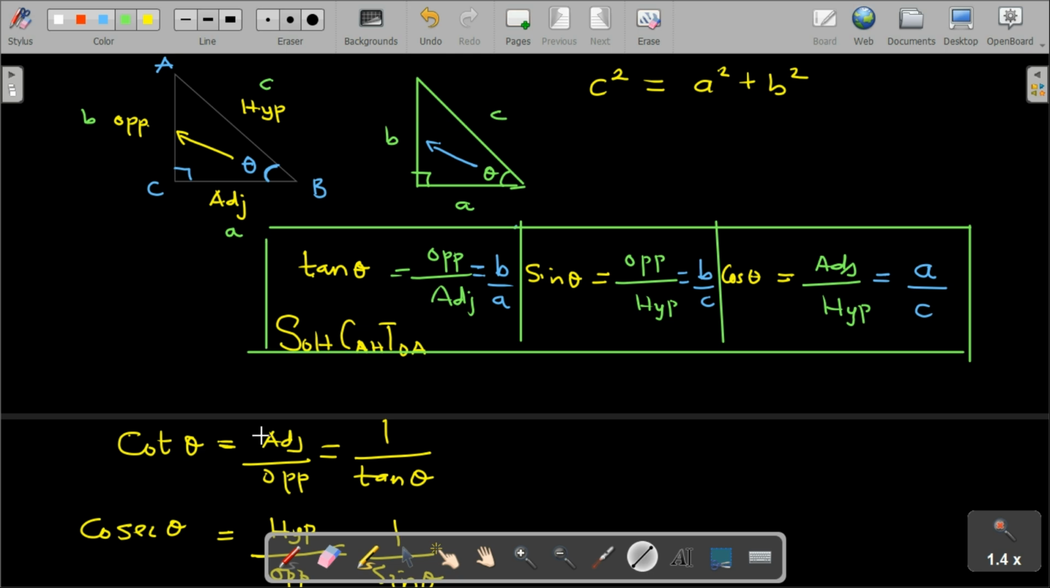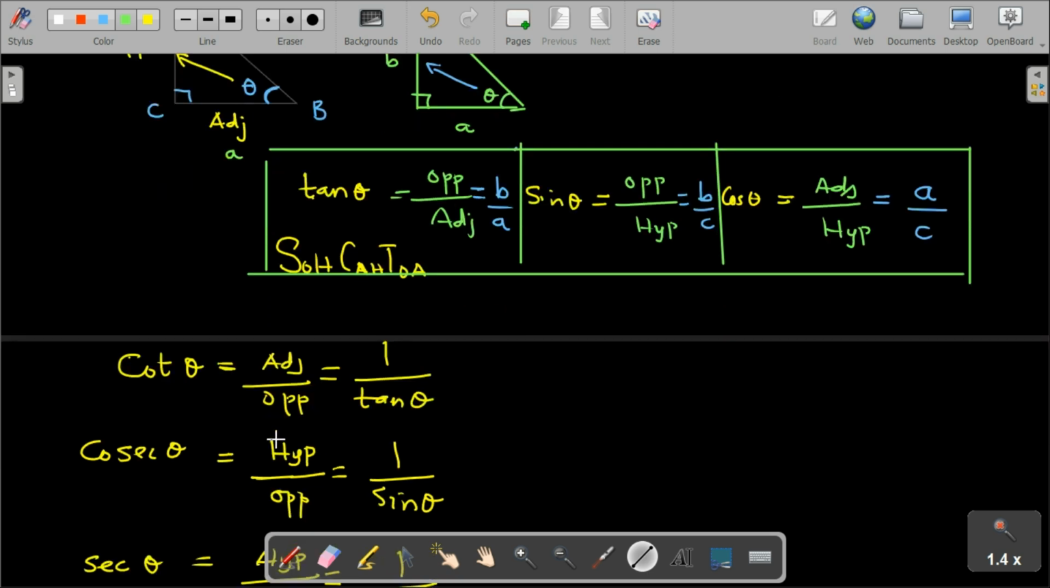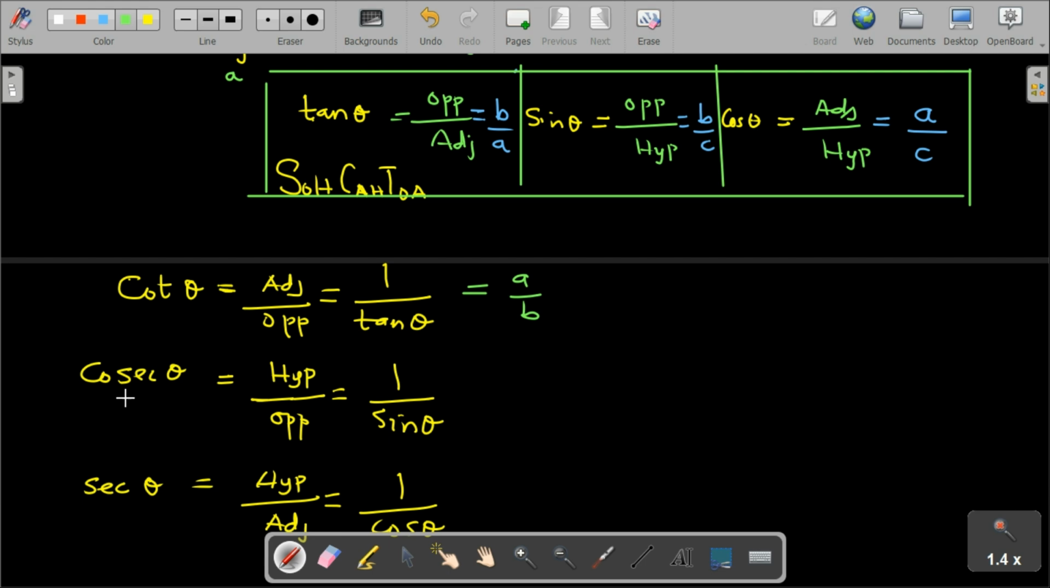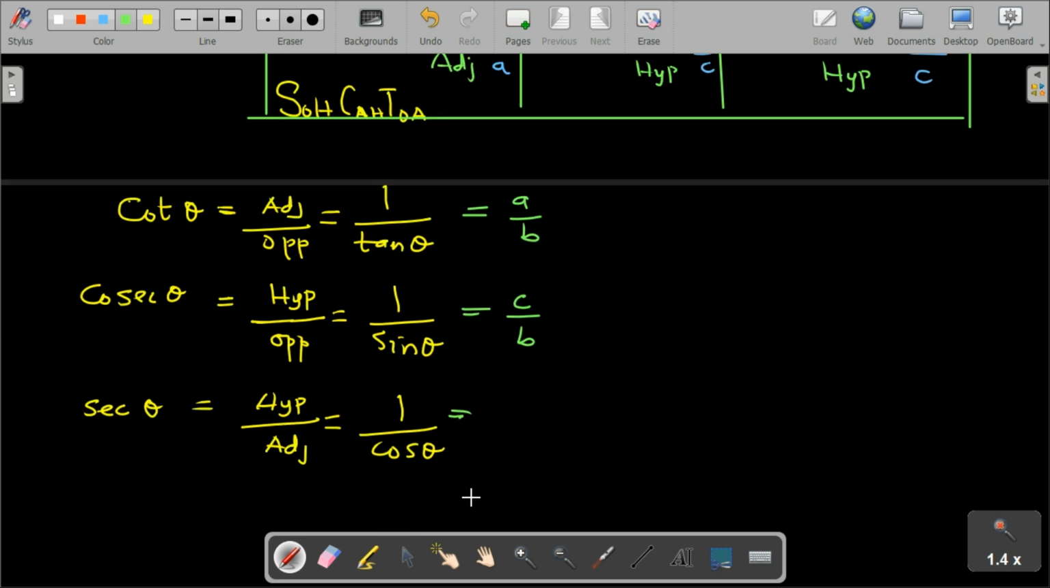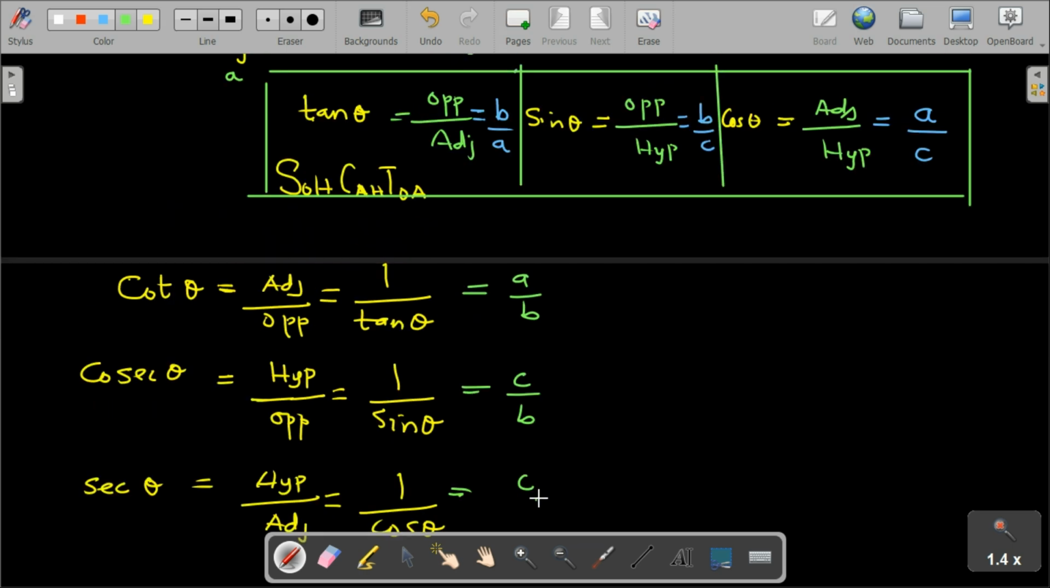But we said we can also extend this. We can also write in terms of the A and B that we have labeled. So the cotangent is just going to be the reverse of what we have here, which is A over B. And the cosecant, cosec theta, is going to be C over B, while sec theta is going to be C over A.